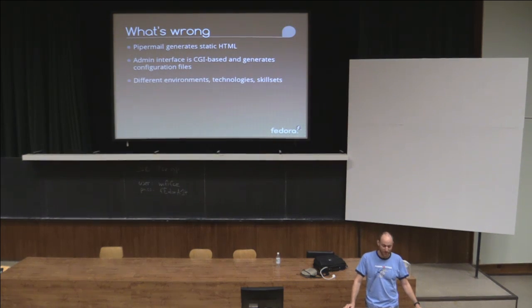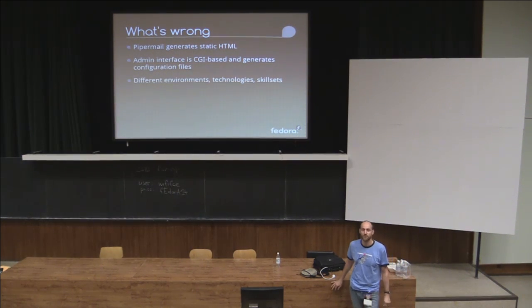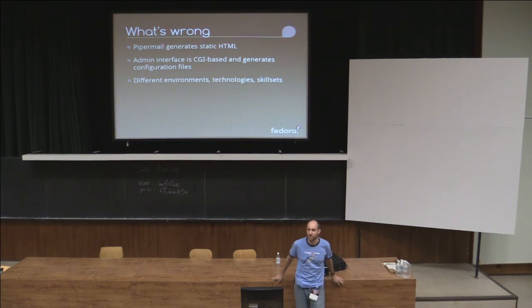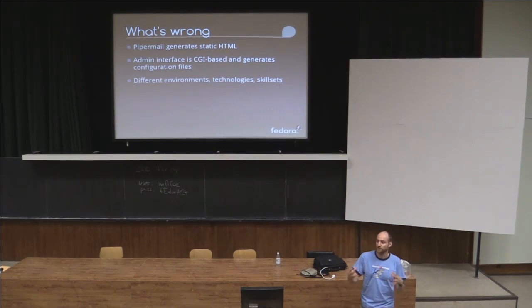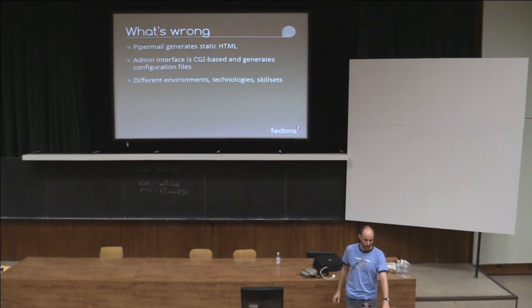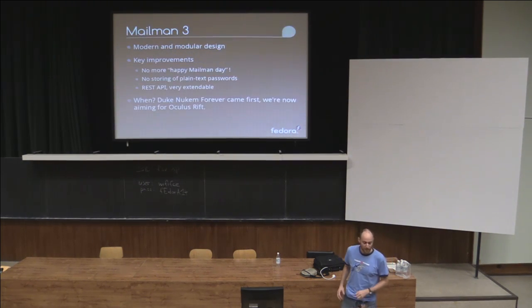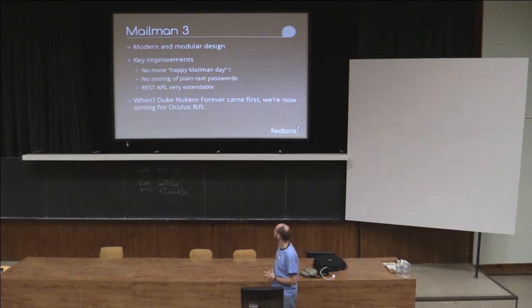The admin interface is CGI based and it generates configuration files, which is a security problem, and it plays very, very badly with Linux, for example. And it's different environments. There's SMTP, there's HTTP, the web technologies. So the people who master SMTP and the problems of the mail world do not necessarily understand the problems of the web world very well. So it's different people. Mailman 3 has a much more modular design.